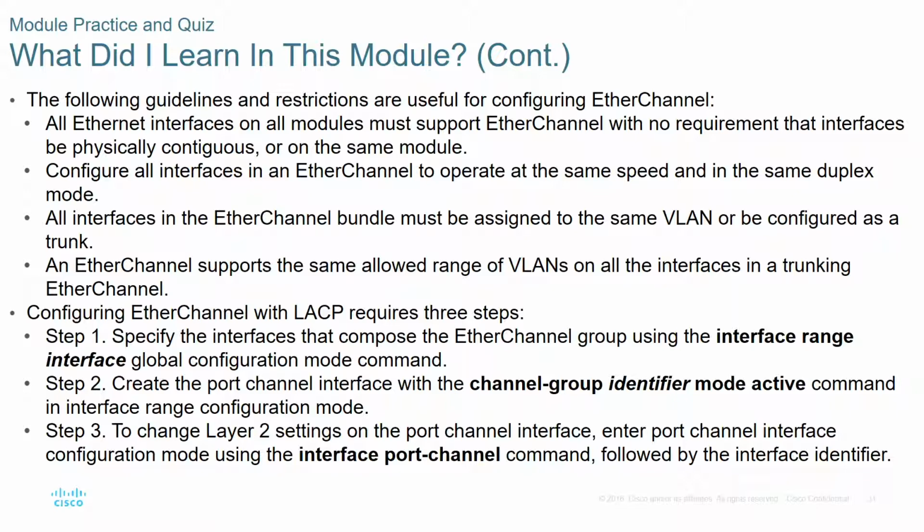Configuring EtherChannel with LACP requires 3 steps. Step 1. Specify the interfaces that compose the EtherChannel group using the interface range global configuration mode command. Step 2. Create the port channel interface with the channel-group identifier mode active command in interface range configuration mode. Step 3. To change Layer 2 settings on a port channel interface, enter port channel interface configuration mode using the interface port-channel command followed by the interface identifier.